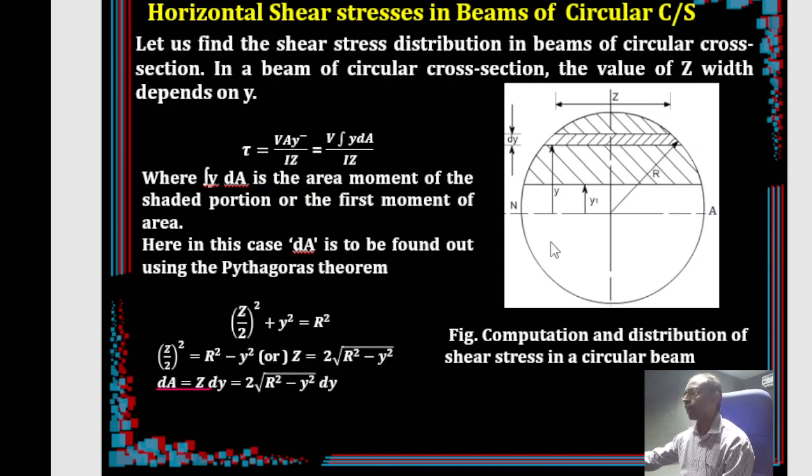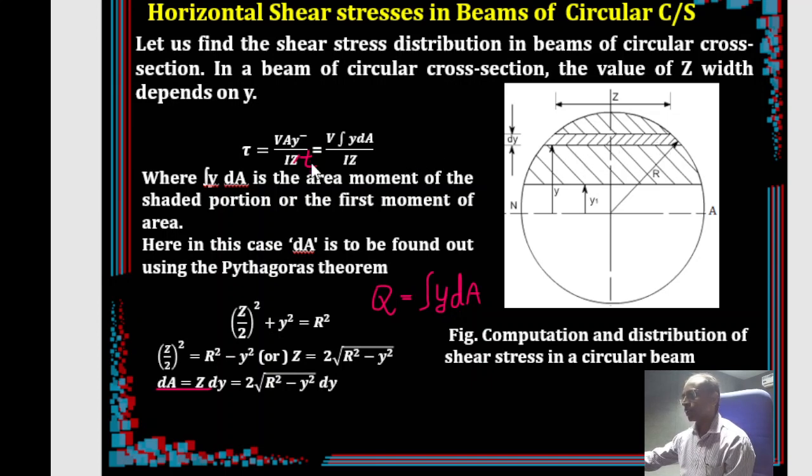For this area I need to calculate the value of Q, which is nothing but the integral of y dA. Since I cannot find it directly, this is the formula, right? Integral of V A y bar by Iz times t. You can call it T or Z in our language, which is nothing but width. It doesn't matter what symbol you use. Basically it is the width of the section under consideration, right?